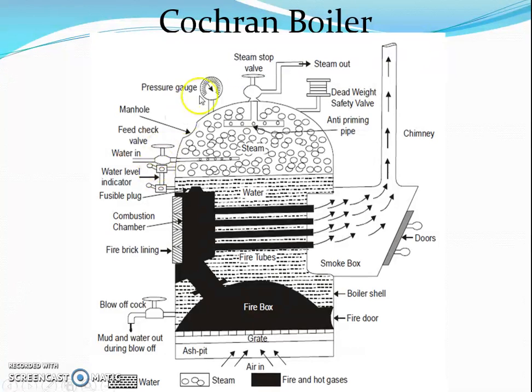Another is the steam stop valve. So this is the steam stop valve. It is used to control the flow of steam from the boiler to the turbine, that is, from the steam pipe to the turbine. So this is our steam stop valve.